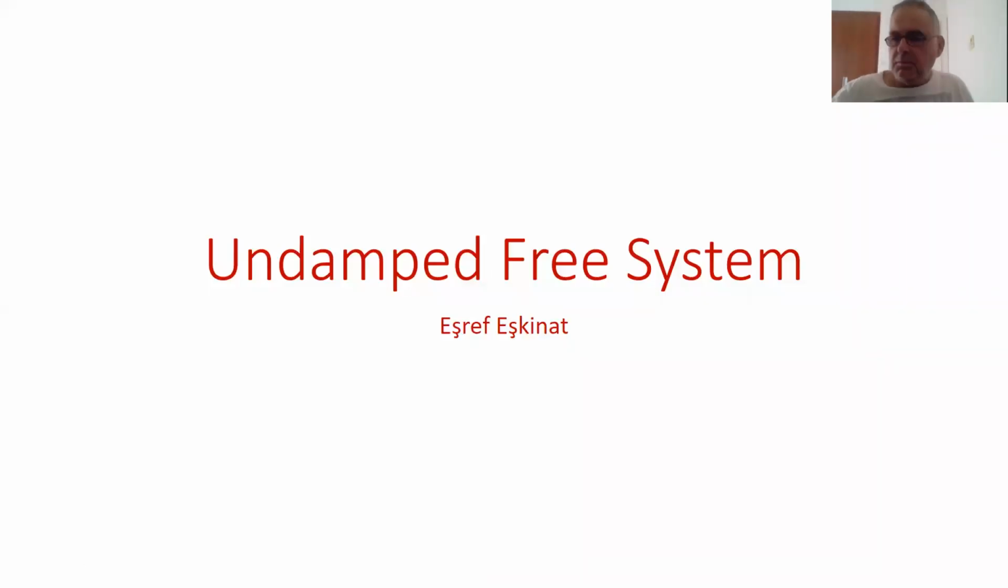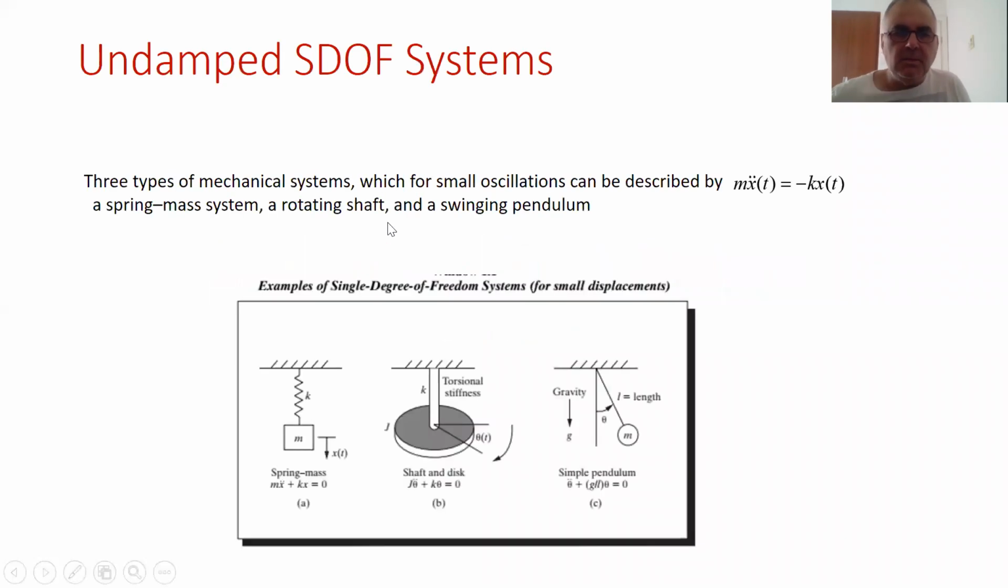In this video, we will be talking about undamped free systems, which is the simplest vibrational system. There are three examples of undamped free systems here in this picture. We have a spring mass system on the left, a torsional system in the middle, and a simple pendulum, as you see, which is on your right-hand side.